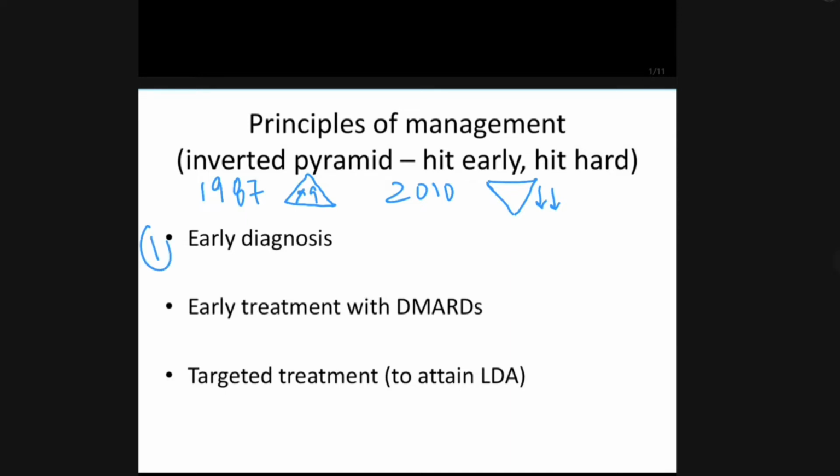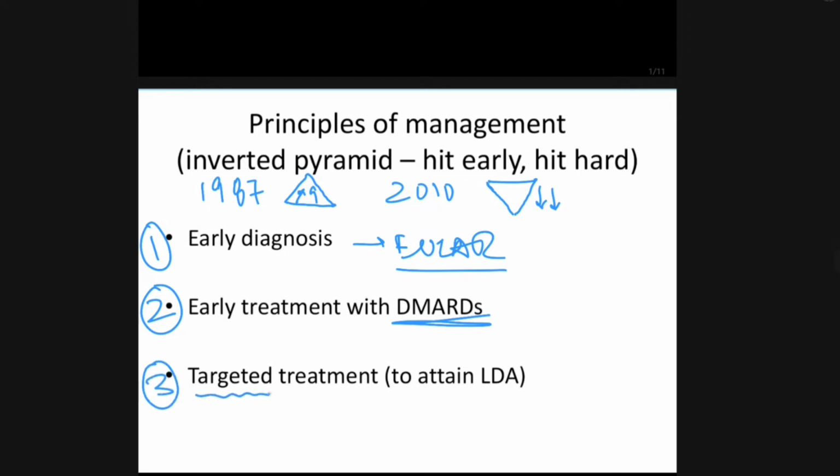Now, there are three main principles. First of all, you have to diagnose the case early, in which you have to use the EULAR criteria as discussed in the previous video. Secondly, you have to treat the patient with early induction of DMARDs, the disease modifying anti-rheumatic drugs. And thirdly, you have to have a target in mind so that you can maintain a low disease activity in that rheumatoid patient. You have to achieve that LDA, and then only can you think about scaling down the treatment. So these are the principles.